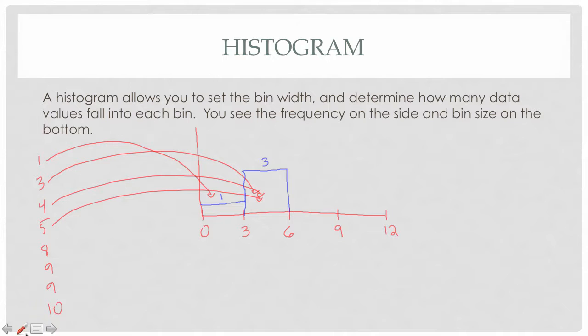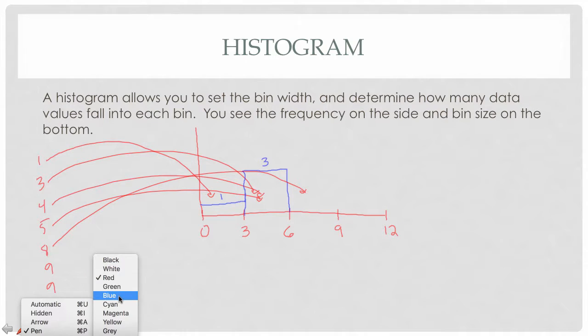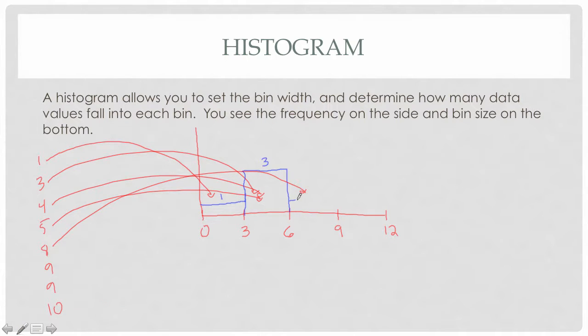All right, 6 to 9, how many are in that range? Or how many in that bin? So 6, 7, 8. 8 would work in there, but not 9. 9 goes in the next one. So now I have to say, well, there's only one data value in this bin. And finally, 9, 9, and 10. So there'd be 3 in this bin.